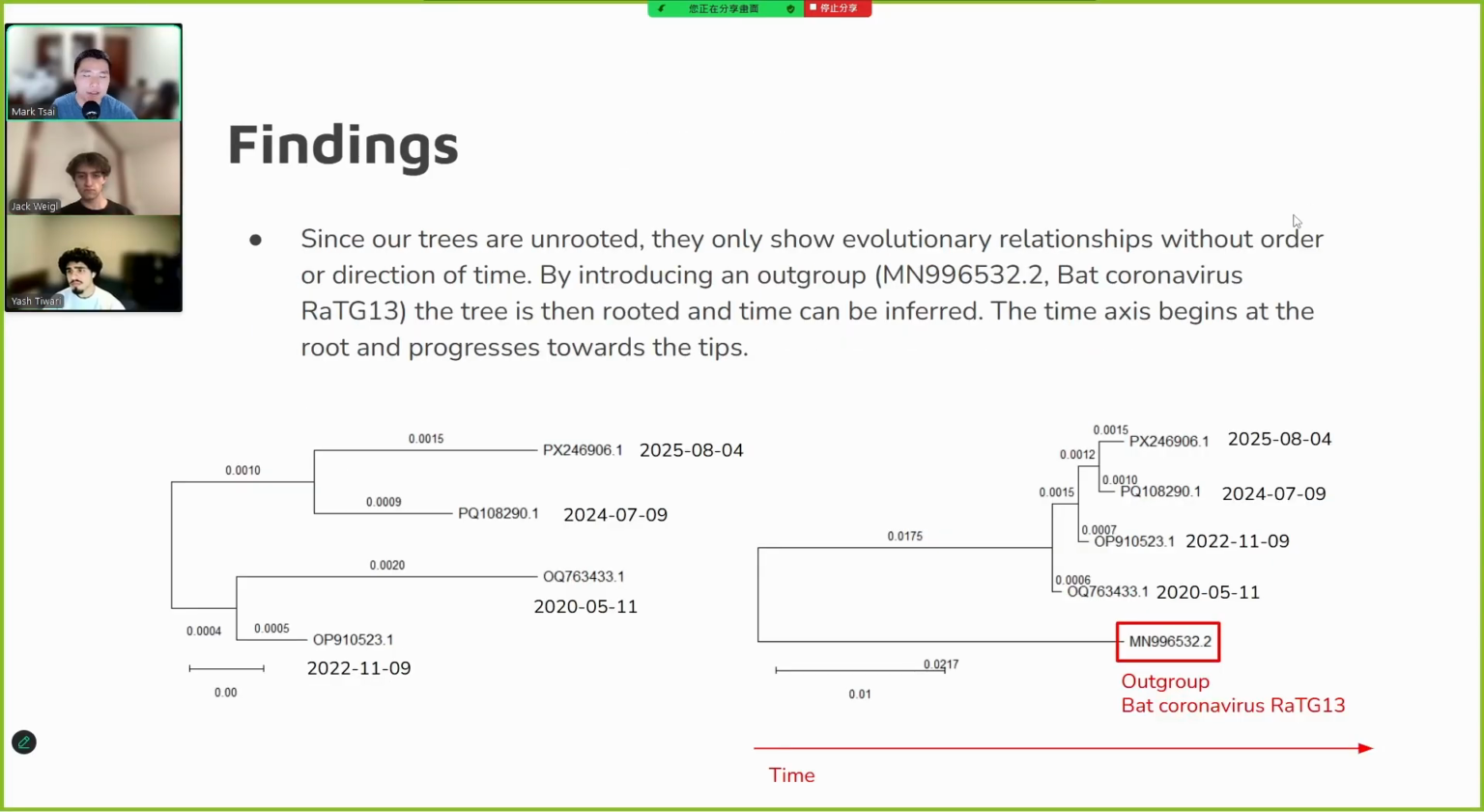So for findings, as I mentioned before, if we don't have an outgroup, the tree is unrooted. So the relative time relationship between the tips are not correct. But if you put an outgroup, the time axis begins at the root and progresses towards the tips as shown in the graph.